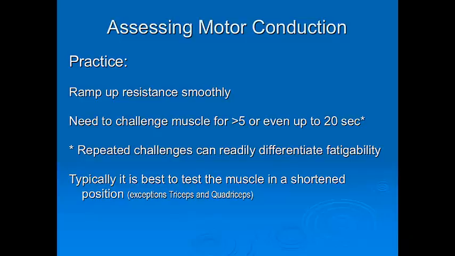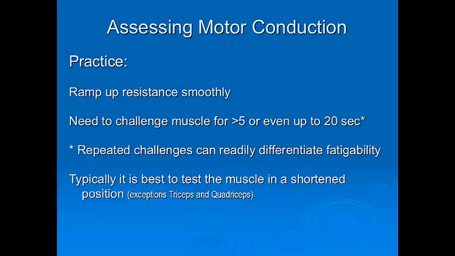In order to differentiate fatigability, we can do a series of short, repeated challenges, which tends to elicit the fatiguing response. We typically want to test a muscle in its shortened position, where it needs to mechanically work harder and is not stressed by being lengthened. The exceptions to this are the triceps and the quadriceps, due to their unique mechanical leverage.